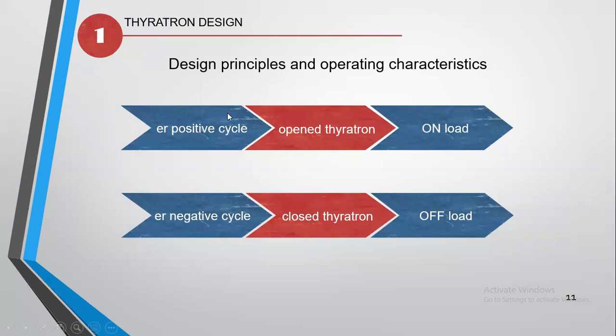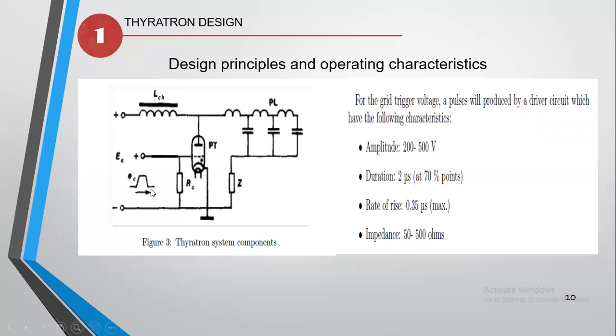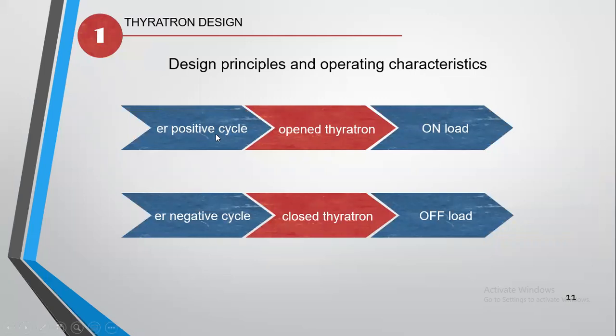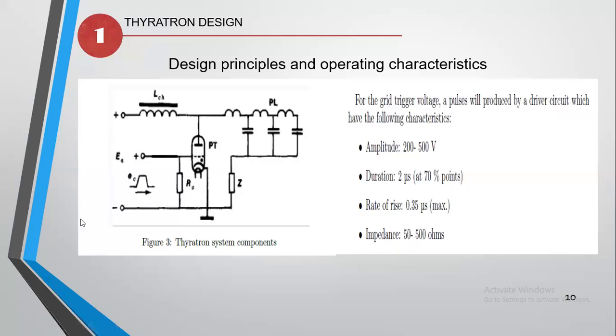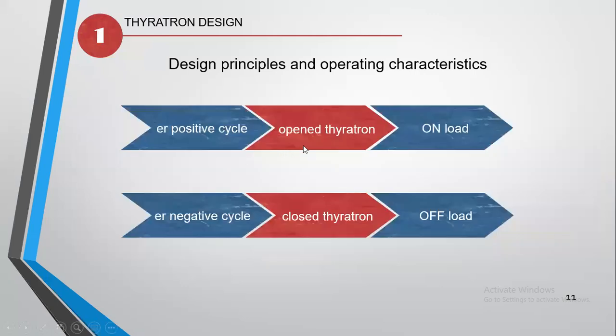Design principle and operation characteristics. Here the ER, which is the grid trigger voltage: if we apply a positive cycle to the grid, the thyratron will open and the load will turn on. And after that, if we turn off the ER, the load will stay on, as long as the anode voltage is not close to zero. The anode voltage is the DC power source.